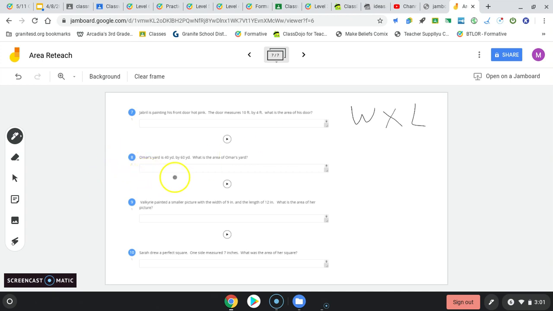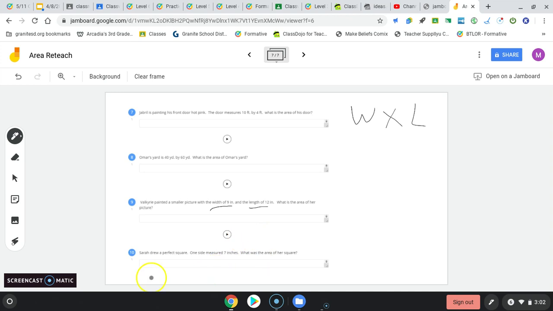Okay, Omar's yard is 40 yards by 60 yards. What is the area of his yard? Same thing. Okay, if you need help with multiplication, I want you to go back and find one of those other videos posted on that formative, right? Okay, Valkyrie painted a smaller picture with the width of 9 inches and a length of 12. What is the area of her picture? So we gave you a width and a length. You just need to multiply them.